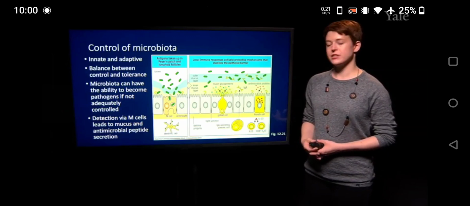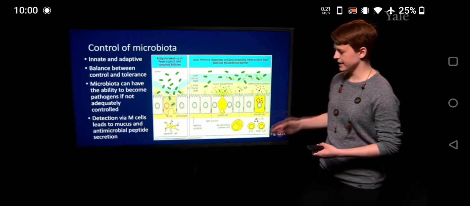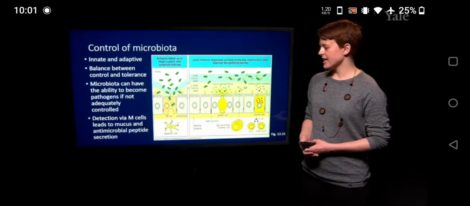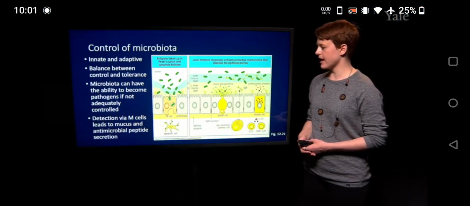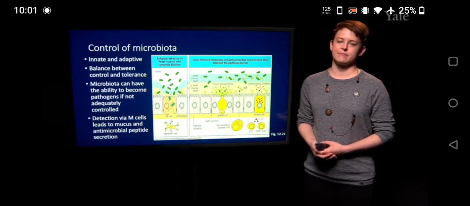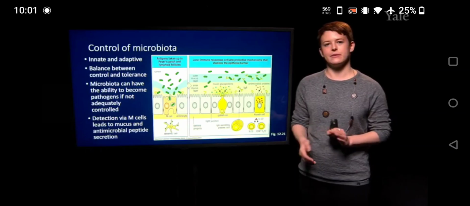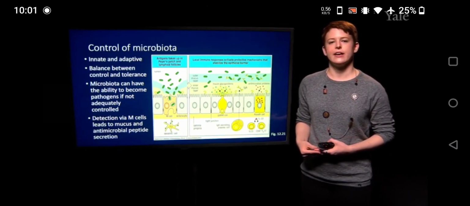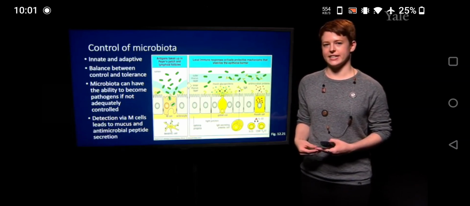So in this figure, we can see M cells giving antigen to dendritic cells. And then these dendritic cells or other cells such as T cells will then produce cytokines and signal to different epithelial cells. And this will induce them to produce things such as more mucus and antimicrobial peptides. And this helps keep the microbiome at a reasonable level. So we don't want an overgrowth of bacteria, and we also don't want bacteria invading the epithelial layer.